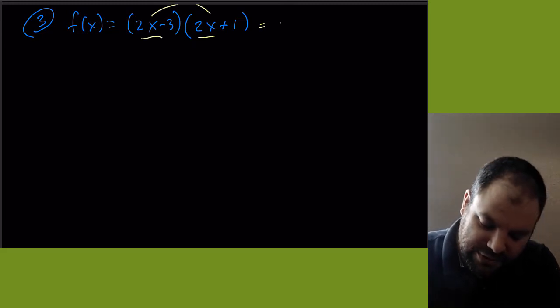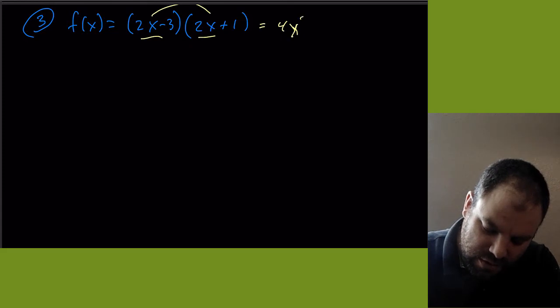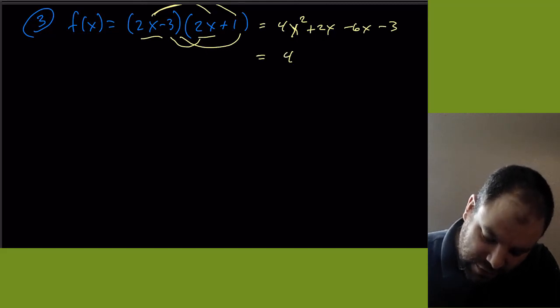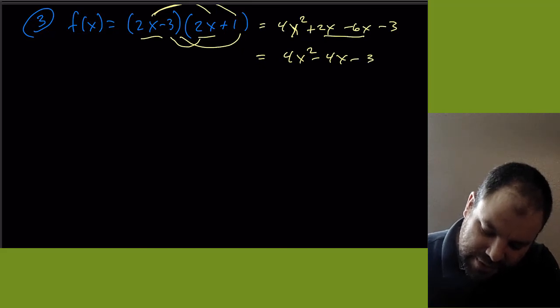2x times 2x, we'll call that 4x squared. 2x times 1, which is 2x, negative 3 times 2x, which is negative 6x, and negative 3 times 1, which is negative 3. Okay? So we're going to combine like terms. So this is actually equal to 4x squared minus 4x, we combine these two terms, minus 3.